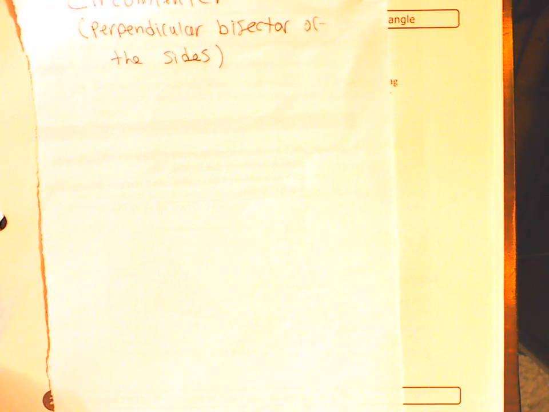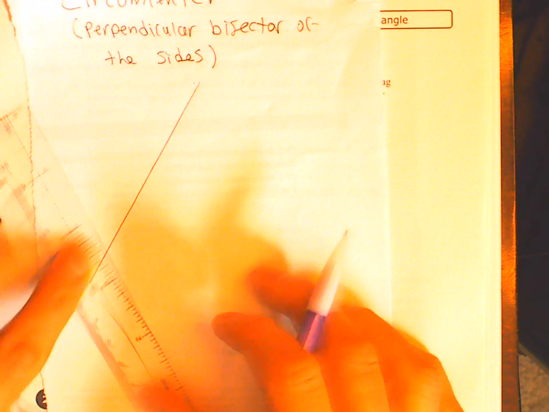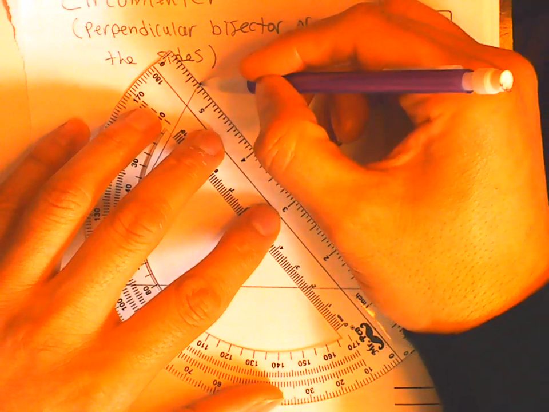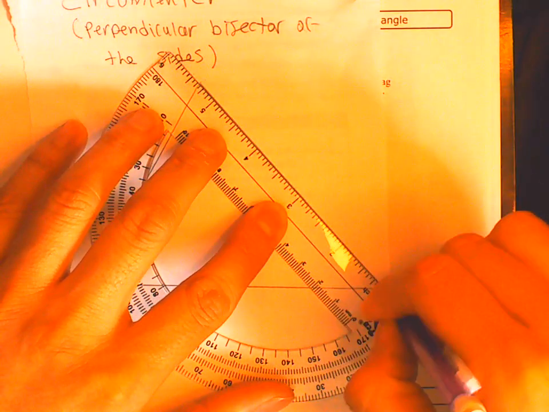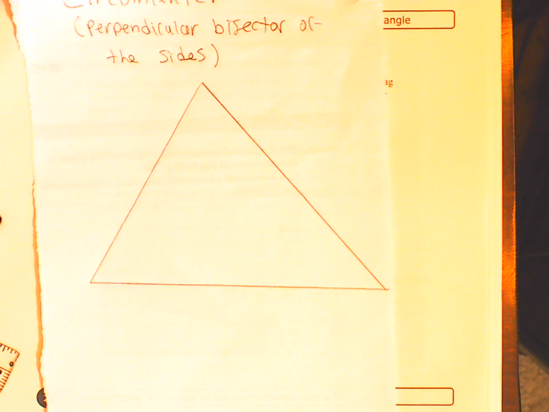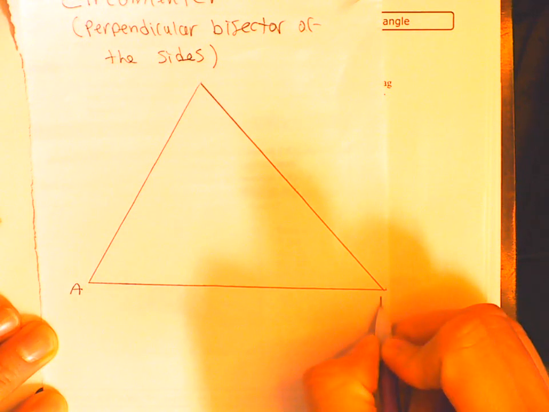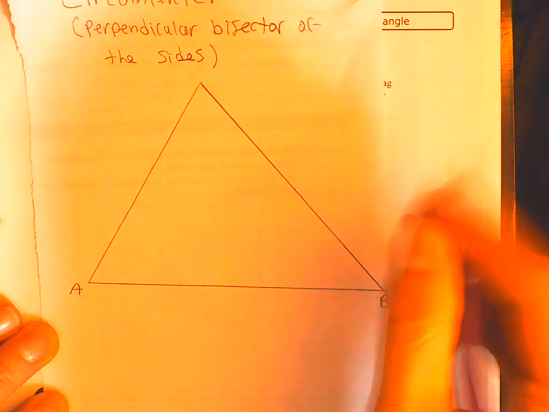So I'm going to do an acute triangle because it's the easiest one to demonstrate. I'm going to draw an acute triangle, and you do the same thing too. Try not to make your triangles look too equilateral. Something like that. It's not equilateral, but it's also not too not equilateral. We're going to call this A, B, and C.